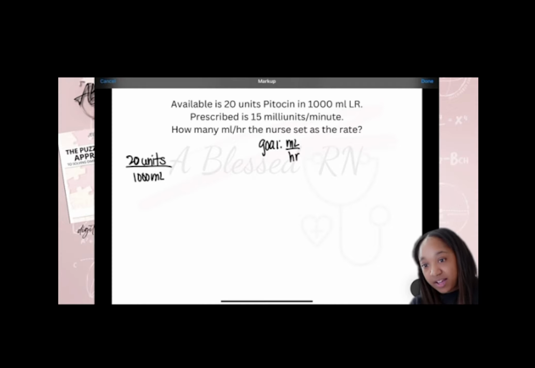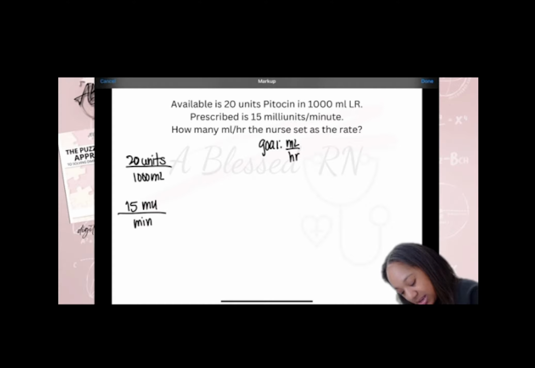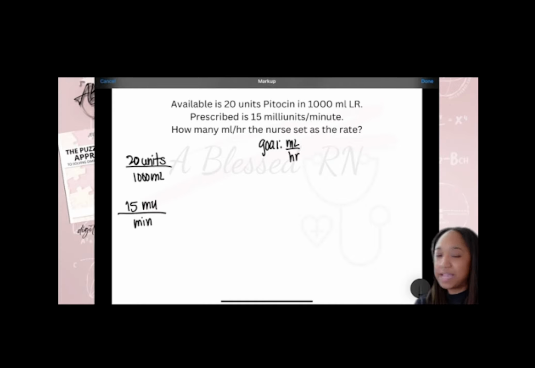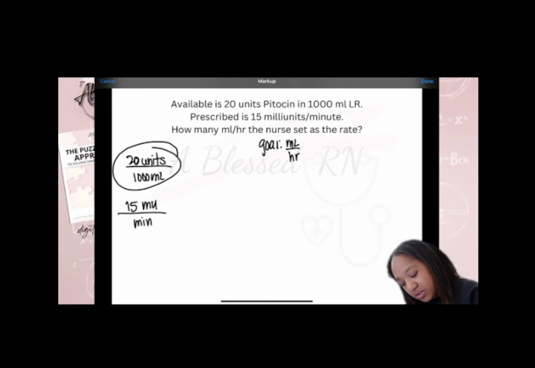Then what's prescribed is 15 milliunits. I'm not going to write that whole thing out. It's going to be MU tonight. Per minute, okay? So what are we going to start with if our goal is milliliter on the top and hour on the bottom? Same thing that we've been starting with all night. This. So I'm just going to take it and flip it, right? So 1,000 milliliters per 20 units.